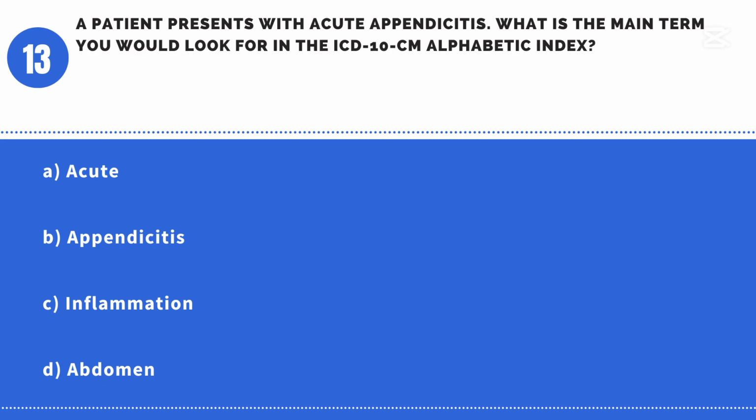Question 13. A patient presents with acute appendicitis. What is the main term you would look for in the ICD-10-CM alphabetic index? A. Acute. B. Appendicitis. C. Inflammation. D. Abdomen.